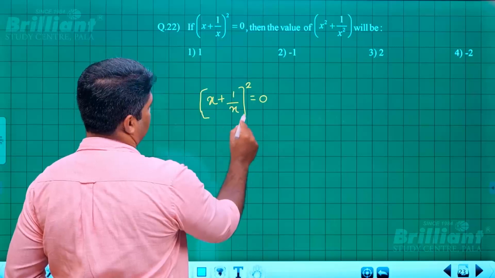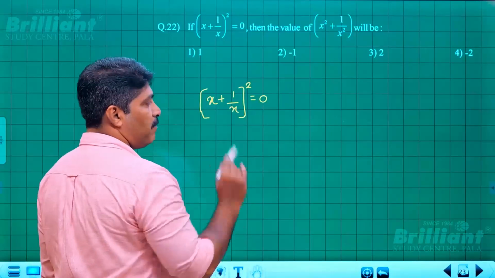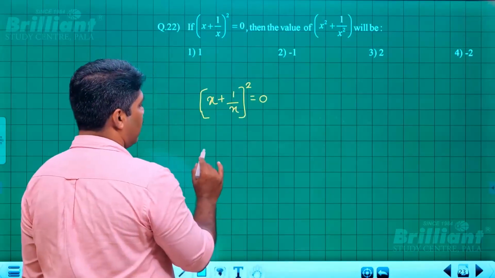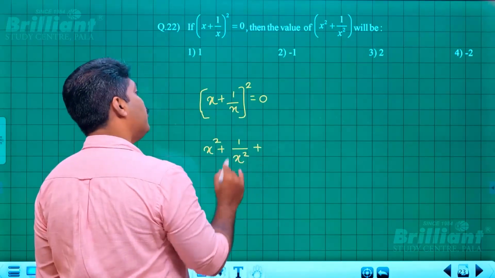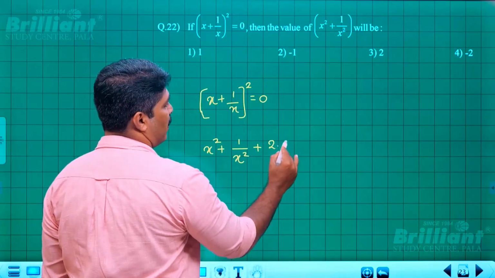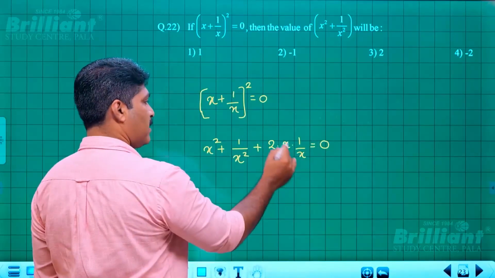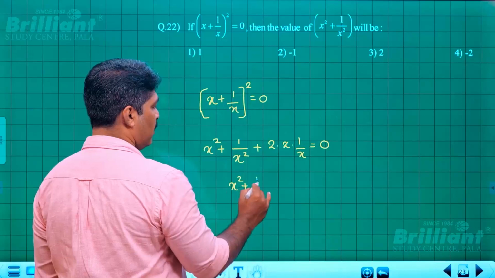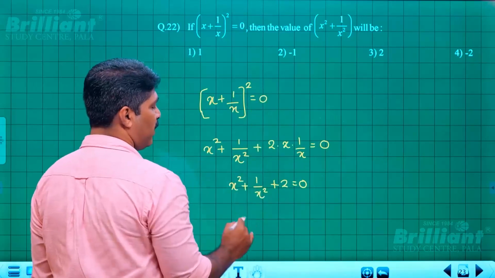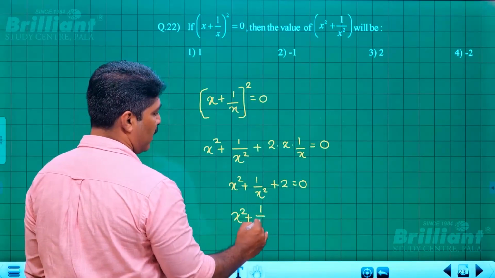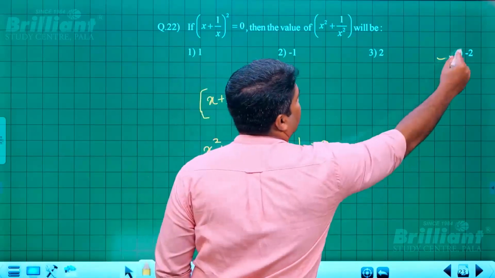What is the expansion here? (x plus 1 by x) the whole square. What is the expansion of (a plus b) the whole square? That is a square plus b square plus 2ab. So like that, this is x square plus 1 by x square plus 2 into x into 1 by x. So that is equal to 0. So this x becomes eliminated. Therefore, x square plus 1 by x square plus 2 equals 0. What are we going to find out? We need to find x square plus 1 by x square. So here x square plus 1 by x square is equal to minus 2. So we got the answer directly.